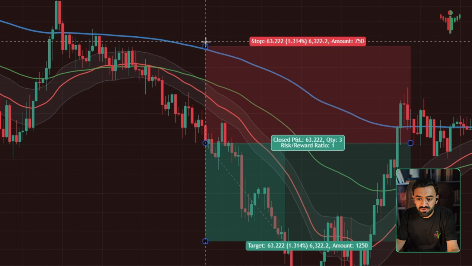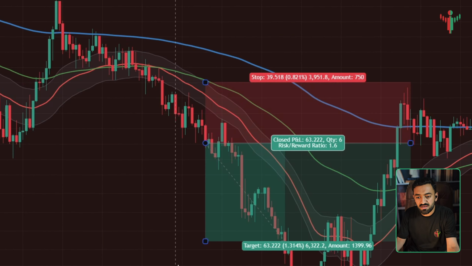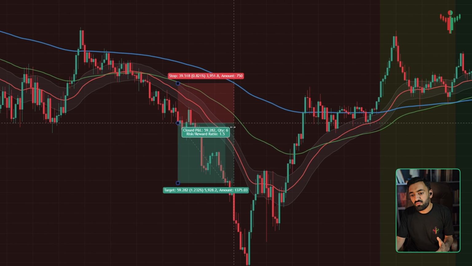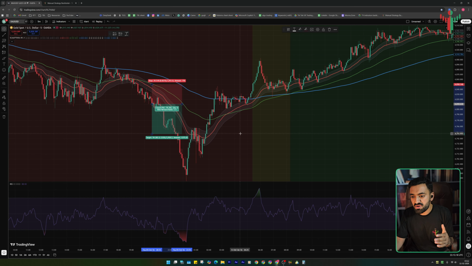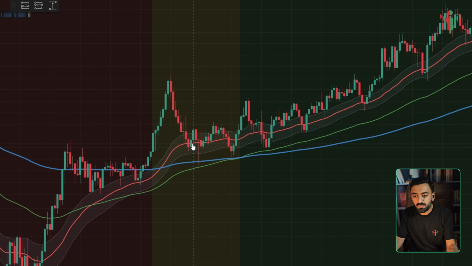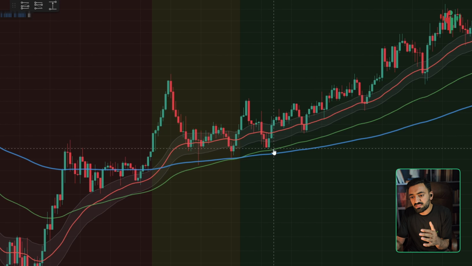The SL will be at the high band of this price channel. The TP will be 1.5 risk to reward ratio here, and to open a buy we will follow the same rules. Here let me show you, the price pulls back and touches, but the criteria of this strategy is not met because the green line must be above this blue line. So we will be waiting for the criteria to be met exactly here.